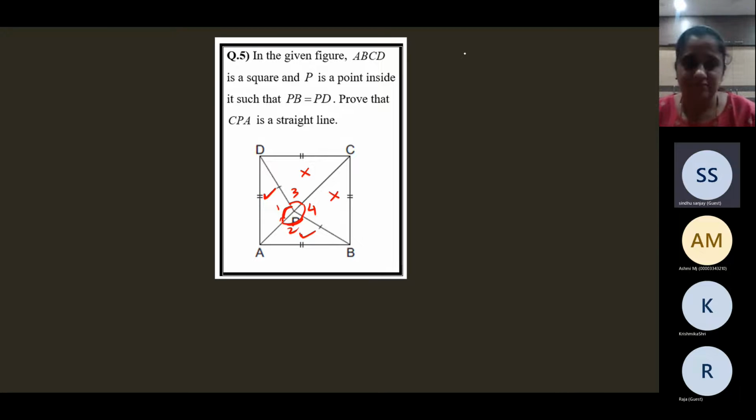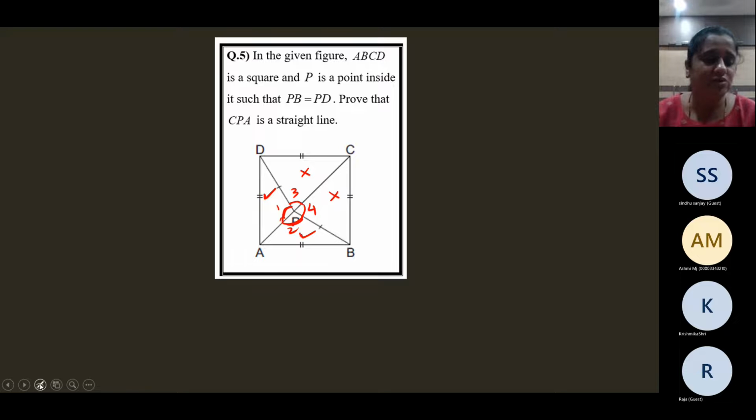Yes, ma'am. Very good. So we need to take up these two triangles. Which two? We need to take up this triangle and this triangle and show that they are congruent. That way we'll get angle 1 is equal to angle 2. And then take up these two triangles, show that they are congruent to each other, and we'll get angle 3 is equal to angle 4.